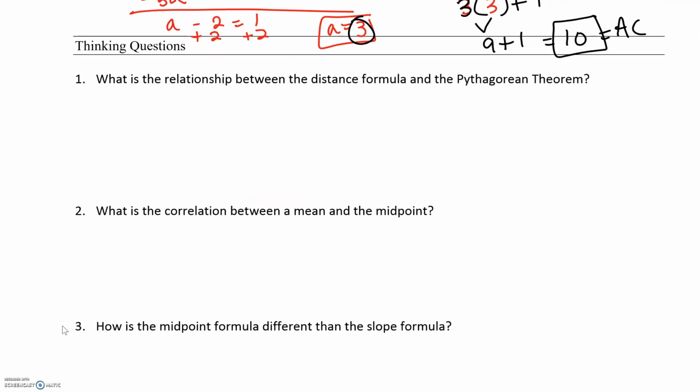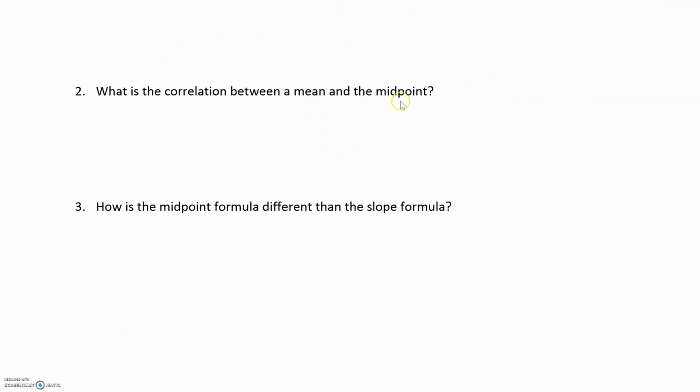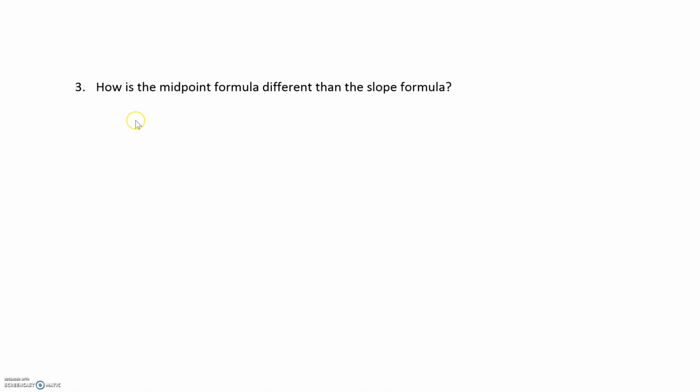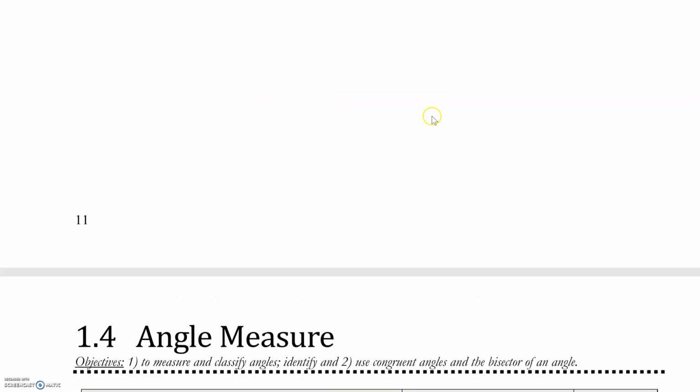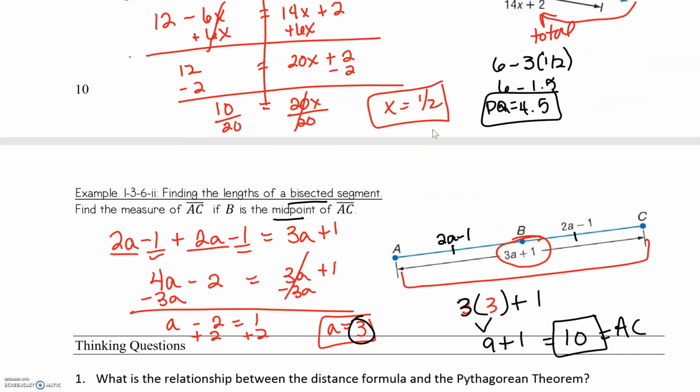So go ahead and go through these thinking questions and determine, can you identify the relationship between the distance formula and the Pythagorean theorem? What is the correlation between mean and the midpoint? And then how is the midpoint formula different than the slope formula? So just some things to think about and process as we finish up this lesson over distance and midpoints.